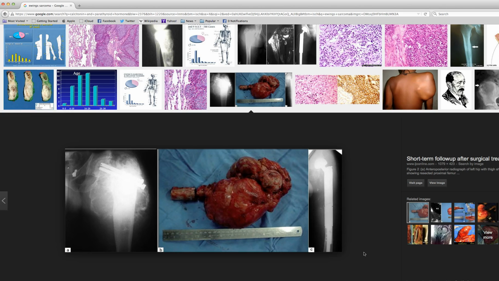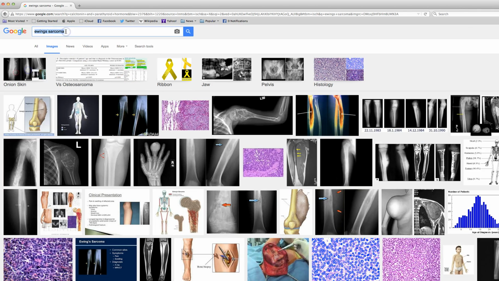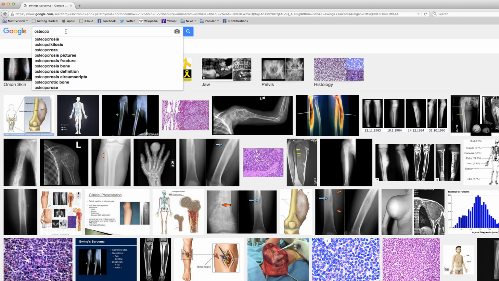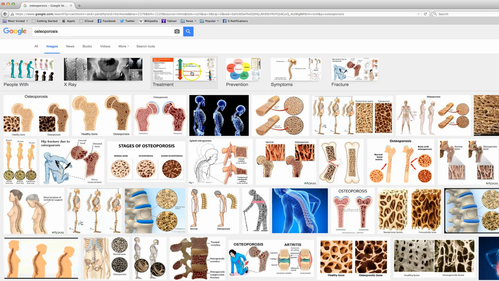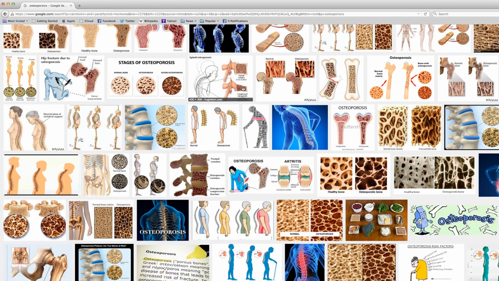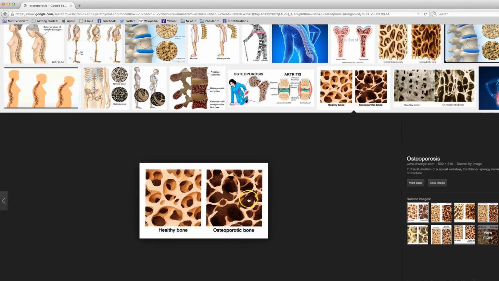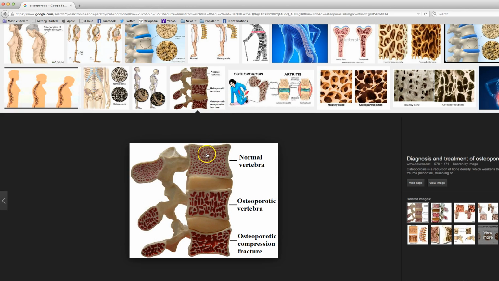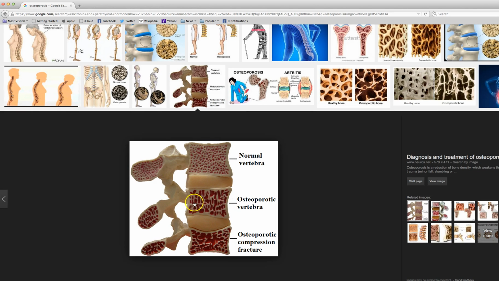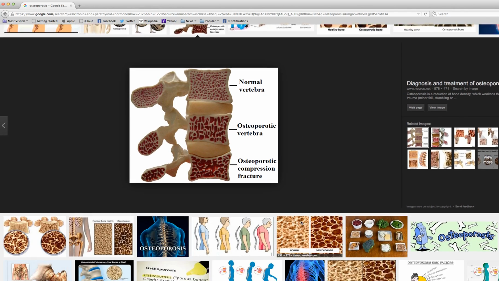Other terms would be, let's go back to this, osteoporosis. With osteoporotic bone, what you'll notice is we start to lose some of these trabeculae that are running through it. Here's what a healthy bone would look like, and here's what an osteoporotic bone would look like. Same thing, here's a normal bone. In osteoporotic bone, we start to lose those trabecular patterns. When you lose patterns like this, it makes you very susceptible to compression fractures or just fractures in general.